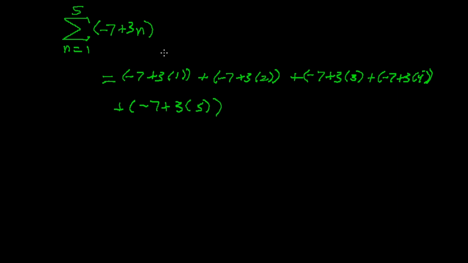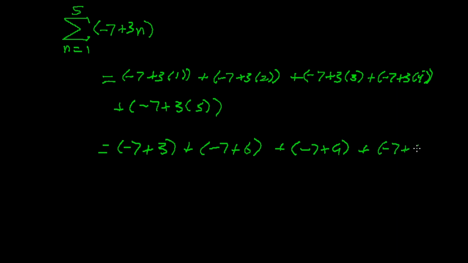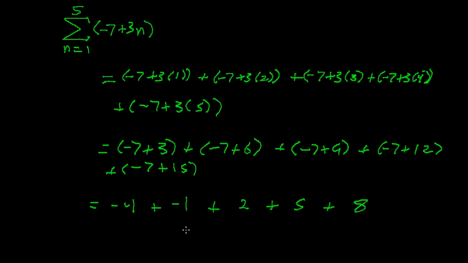So simply just add or simplify each one of these terms and then add them all up. So we have negative 7 plus 3 plus negative 7 plus 6 plus negative 7 plus 9 plus negative 7 plus 12 plus negative 7 plus 15. Okay, all of this becomes negative 4 plus negative 1 plus 2 plus 5 plus 8. So the total of this series is 10.